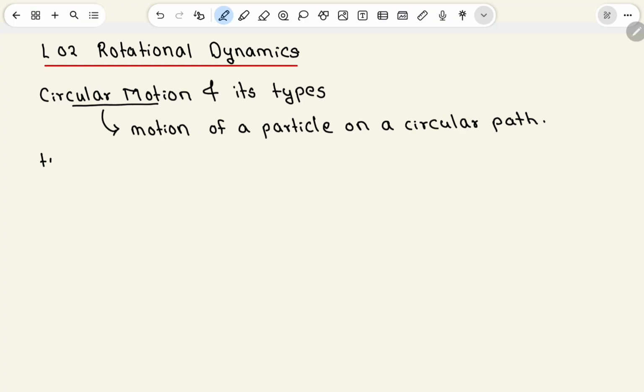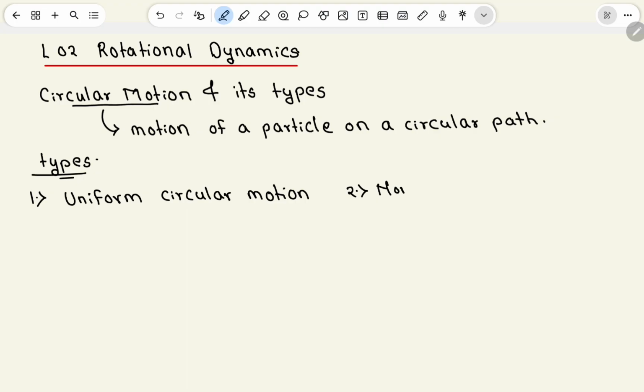If we talk about the types, there are two types, that is uniform circular motion and the second is non-uniform circular motion. Today we are going to discuss both these types of circular motion in a little bit detail. So first, let's start with uniform circular motion.